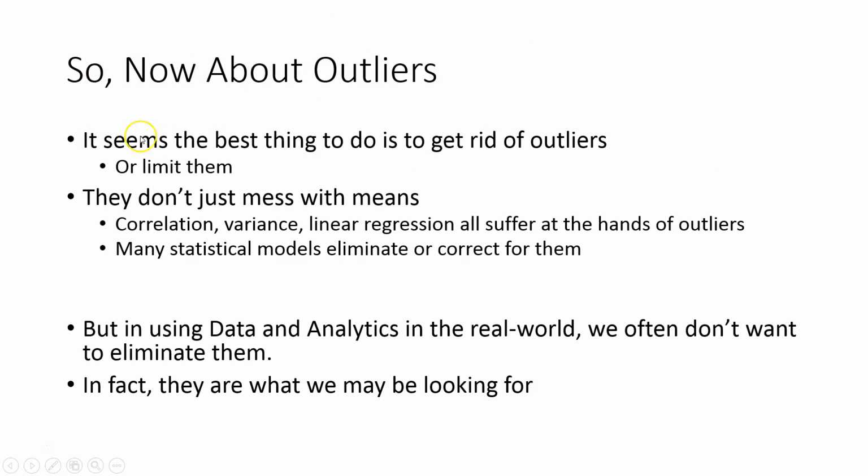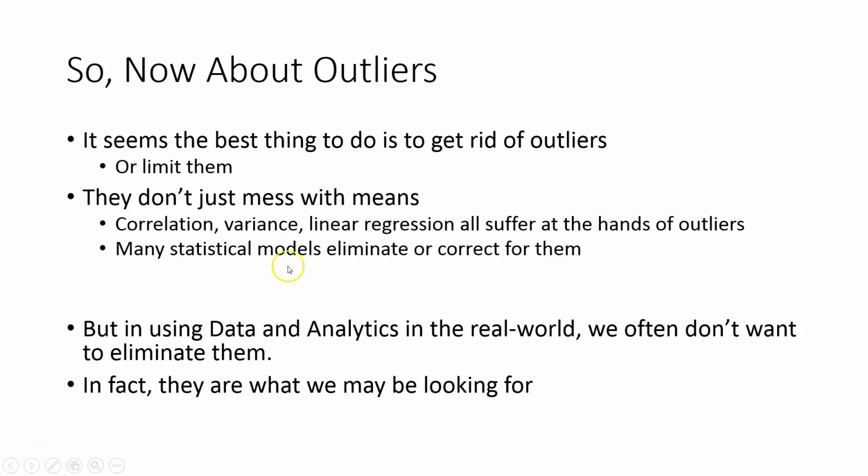Okay, it seems then the best thing to do is to get rid of the outliers, right? Or limit them. And they don't just mess with means. Outliers actually have an impact on things like correlation when we're trying to look at the relationship between two variables, variance when we're trying to see if two variables change in a similar direction, and the linear regression that you've just been working on. The outliers impact that as well. They all suffer at the hand of outliers.